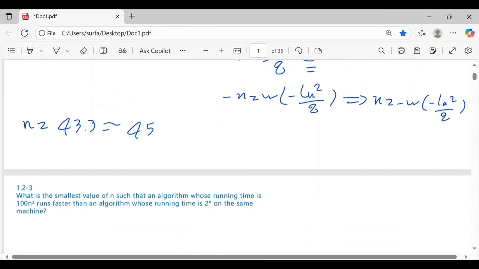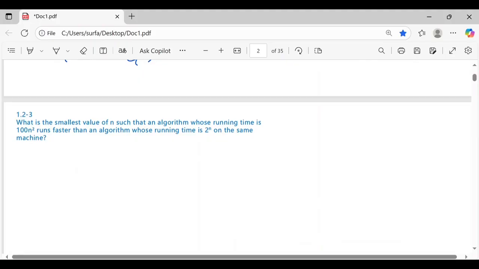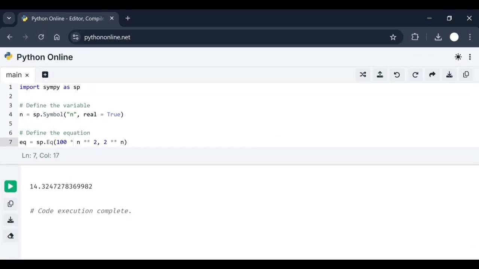Here let's move to the third and final question. The final question is: what is the smallest value of n such that an algorithm whose running time is 100n² runs faster than an algorithm whose running time is 2 to the power of n on the same machine? For solving this equation, I used Python and the SymPy library, and I wrote this code.